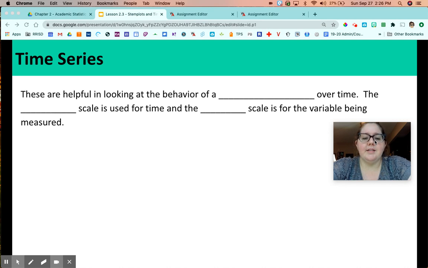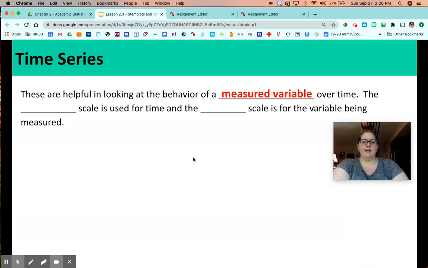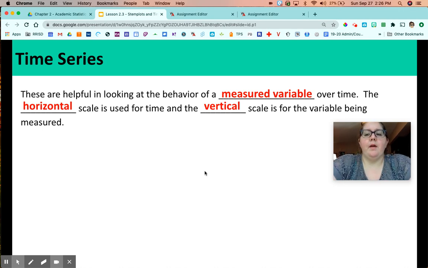So we're going to move on to the second type of graph we're going to look at today, which is called a time series graph or a time series plot. A time series graph, as you can probably imagine, is helpful in looking at the behavior of a measured variable over time. So the horizontal scale, the x-axis, is used for time, so either years or months, or maybe even time of day, or an amount of time since the beginning of the experiment. And then the vertical scale, or the y-axis, is used for the numerical variable that we're counting or measuring.